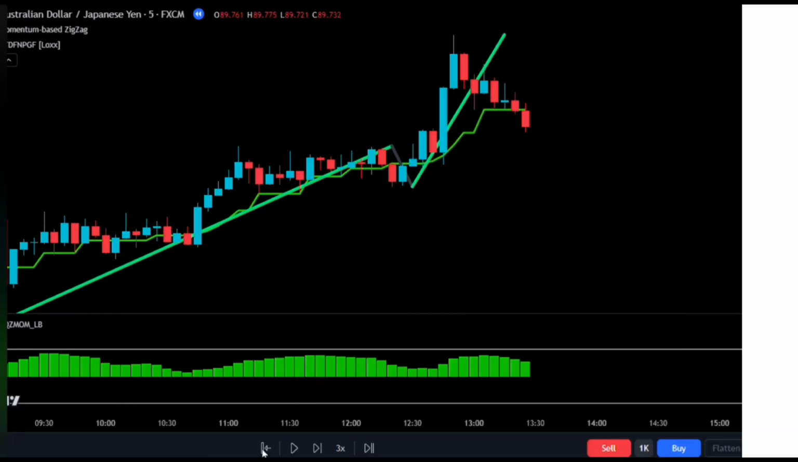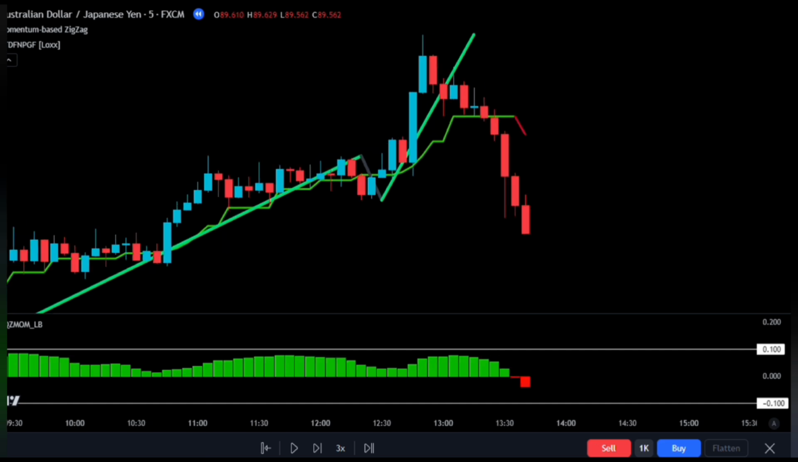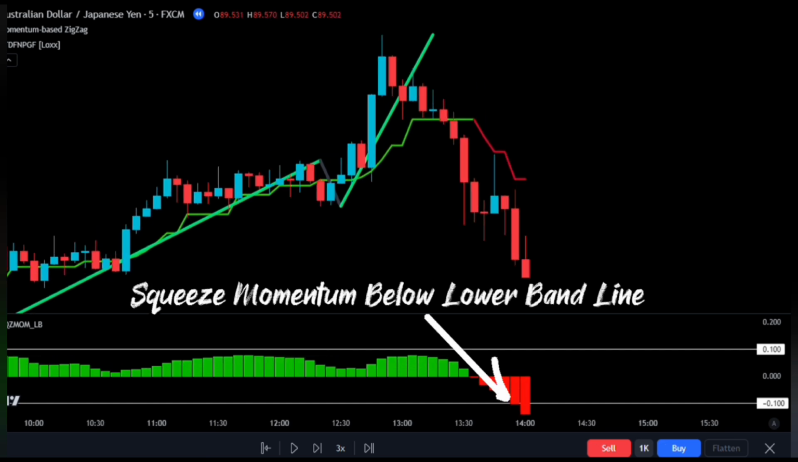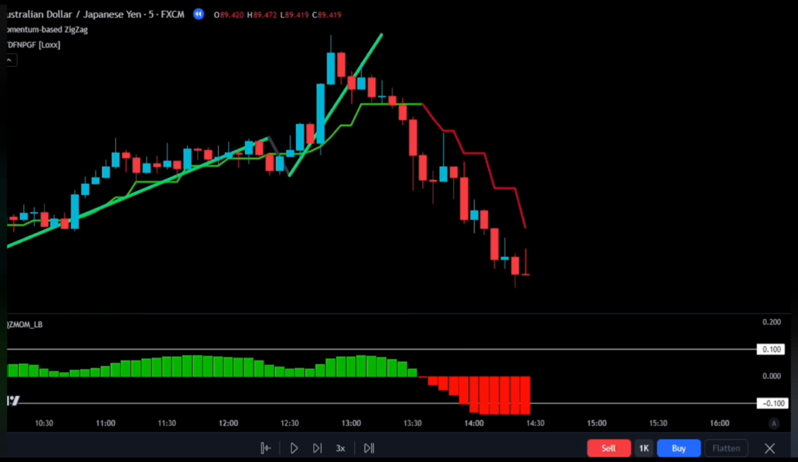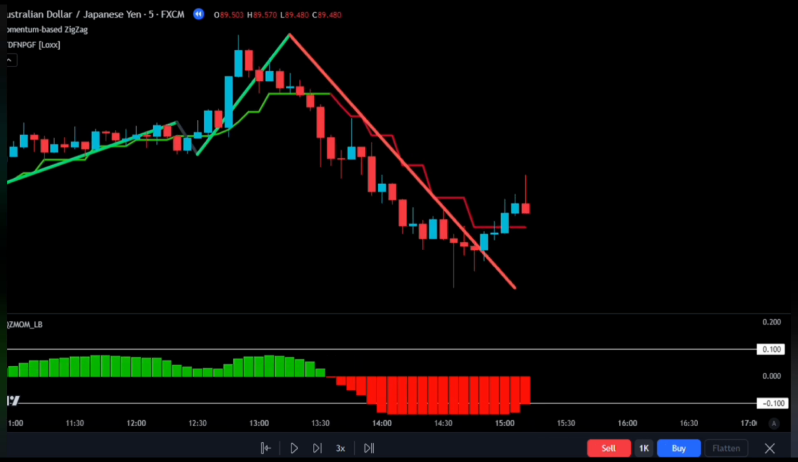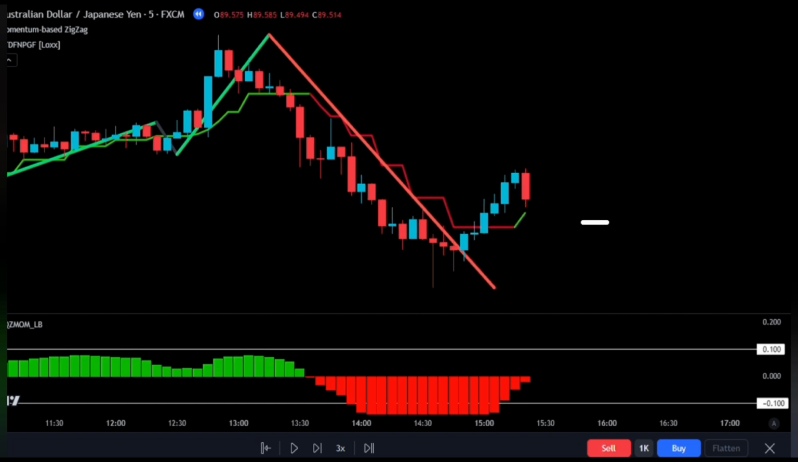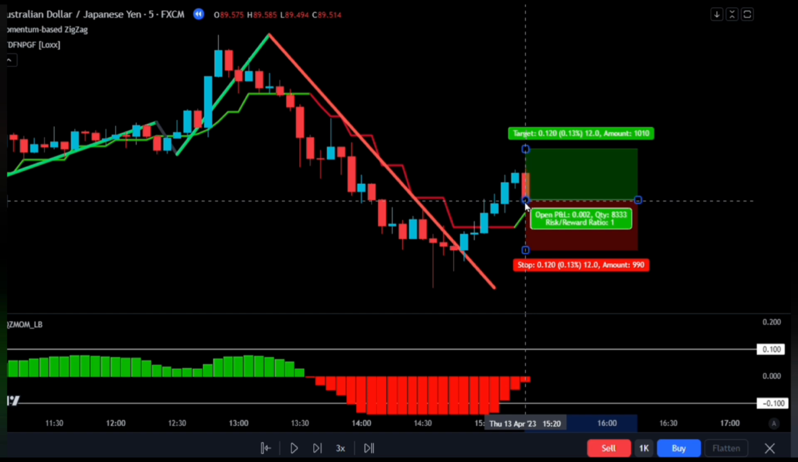Moving on. For a valid buy position, first, I wait for the squeeze momentum indicator to close below this lower line. Second, I wait for the next red zigzag line. The zigzag line must be in red. Third, I then wait for the STD filtered indicator to turn green. For the final step, I open the trade at the close of the trigger candlestick.